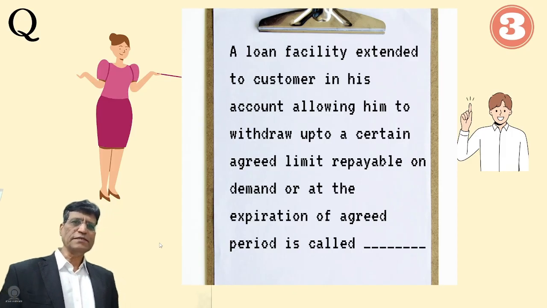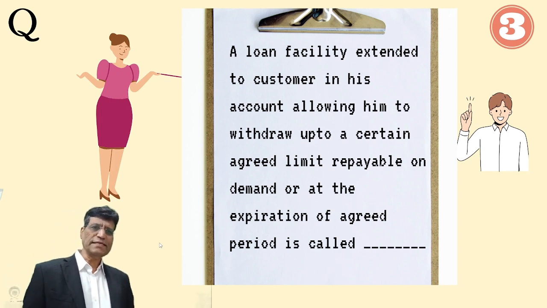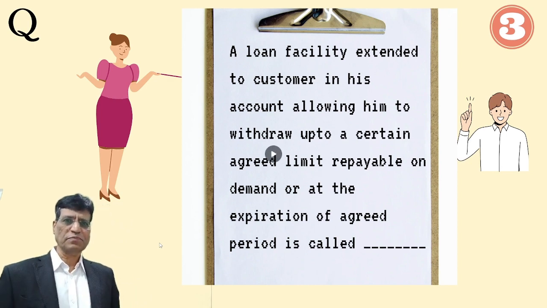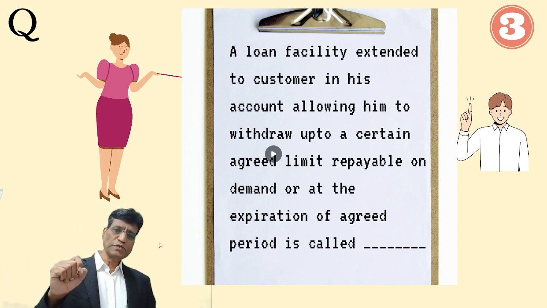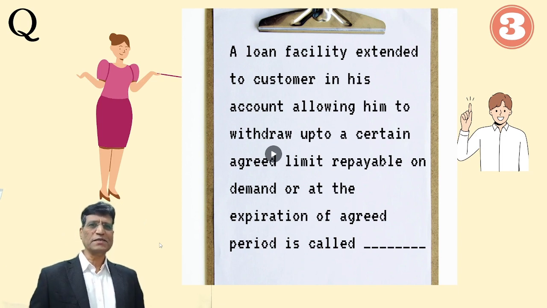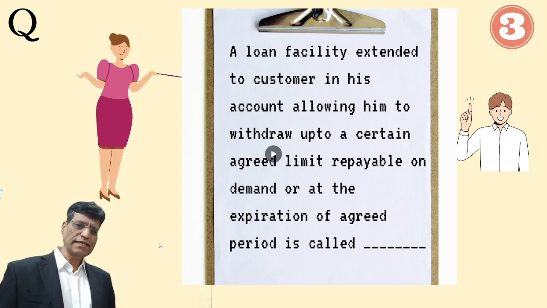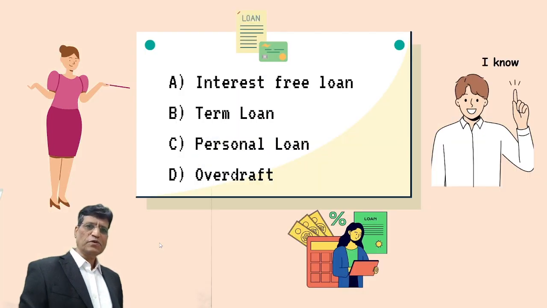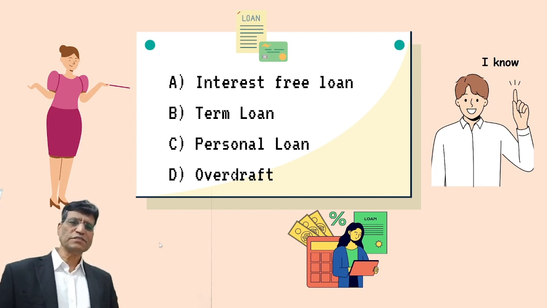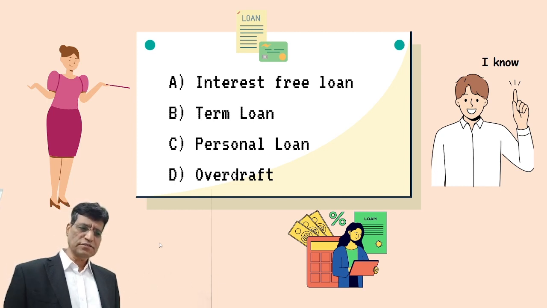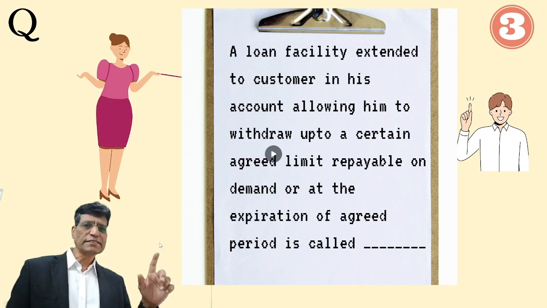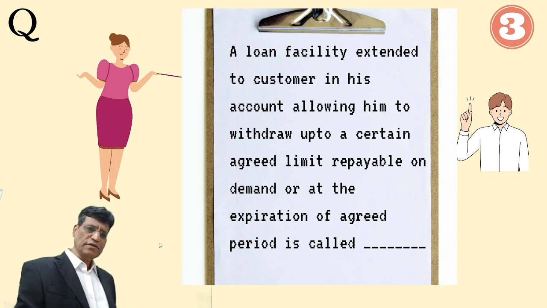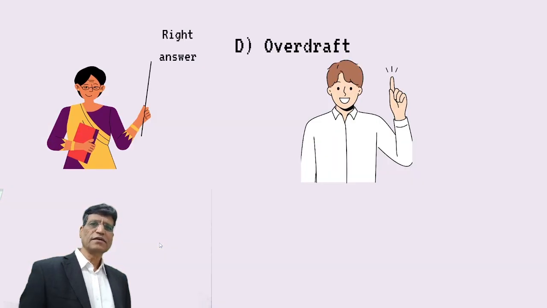A type of loan facility granted to a customer in his account, allowing him to withdraw up to a certain agreed limit, repayable on demand or at the expiration of the agreed period, is called what? Whether it is an interest-free loan, term loan, personal loan, or overdraft. The question is about a loan extended to a customer in his account, and therefore the answer is overdraft.